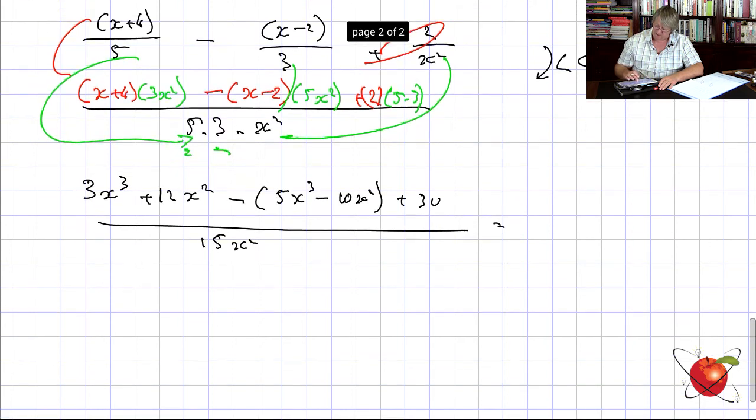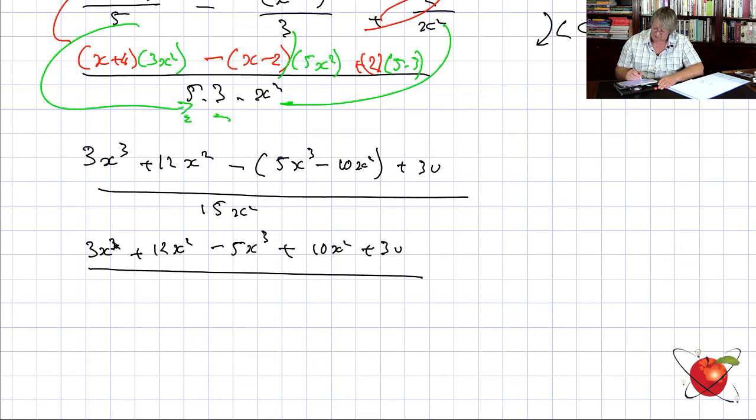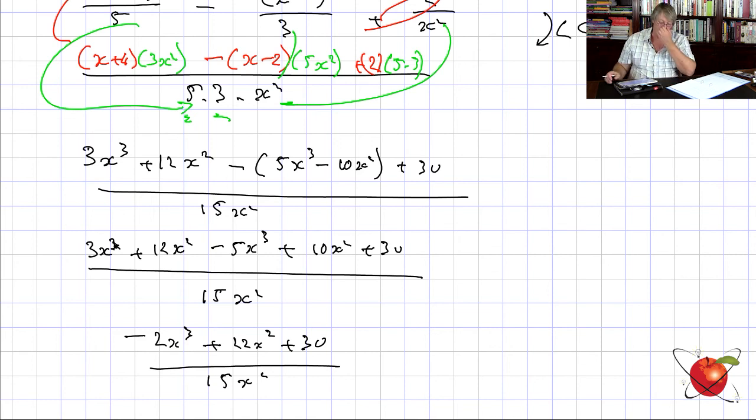Let's multiply. Okay, I'm running out of space. I'm not going to do it there. I'll do it underneath. So that's going to be 3x cubed plus 12x squared minus 5x cubed, minus 5x cubed, all right, plus 10x squared plus 30 all over 15x squared, and the final answer, we now simplify, minus 2x cubed plus 22x squared, okay, plus 30 all over 15x squared. Okay? That's how we do that.